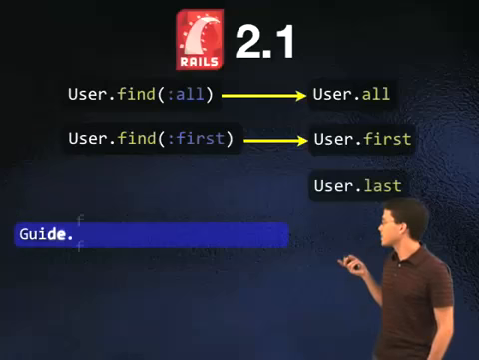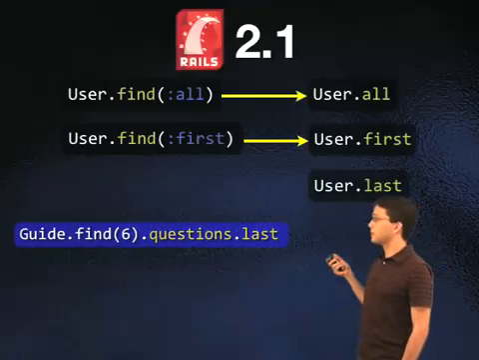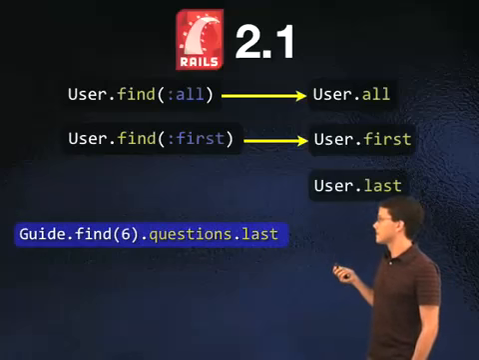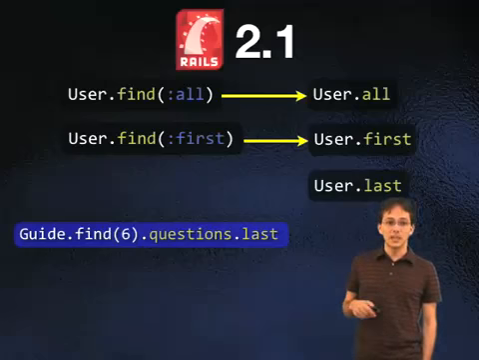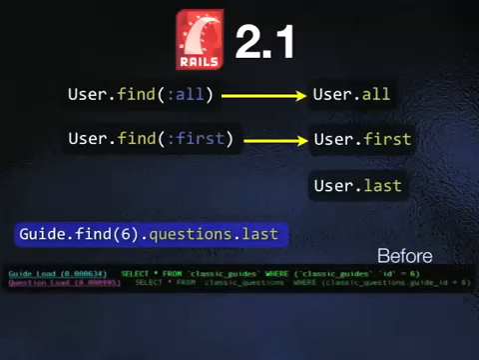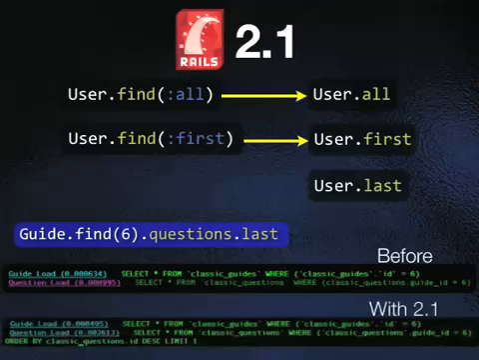So if we had a function like this, where we pull the guide number 6, and get all the questions and get the last question. Before Rails 2.1, this would actually fetch all of the questions and then just call last on the array, which is pulling more data than you want to. But with 2.1, it properly limits the query so that it only pulls the last question without pulling all the questions, as you would hope for.